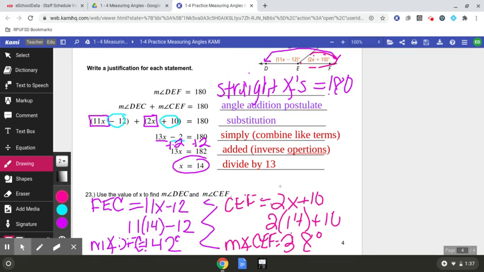So this is going to help you for the Google form you're going to do on Friday. Make sure you have it filled in and have it handy for the Google form. If you have any questions, just email me.